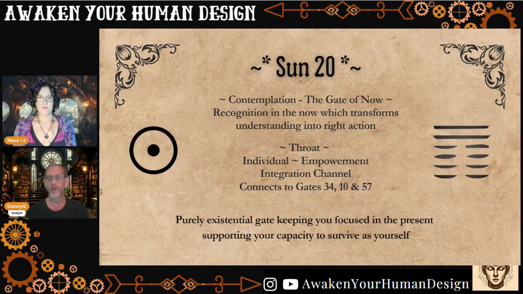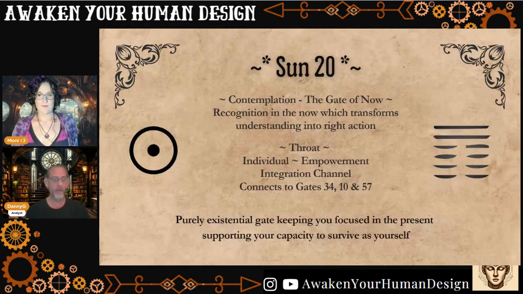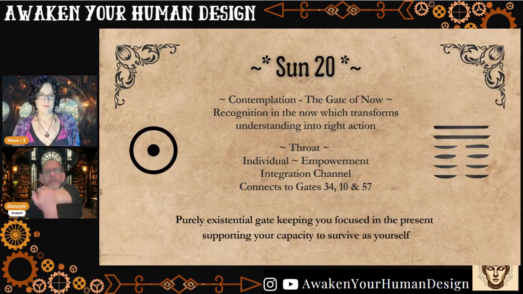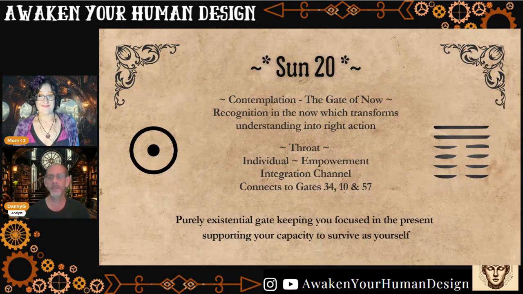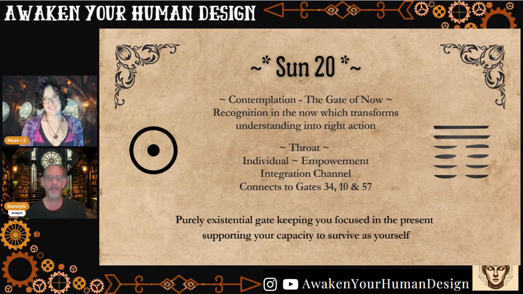If you want to know what all the gates are in the wheel, go all the way around the wheel in order of the wheel and read all the first lines. And they will tell you what the foundation of this archetypal power is. And each one of them is an archetype unto itself. So gate 20, contemplation, the gate of now. It's this recognition in the now, which transforms understanding into right action.